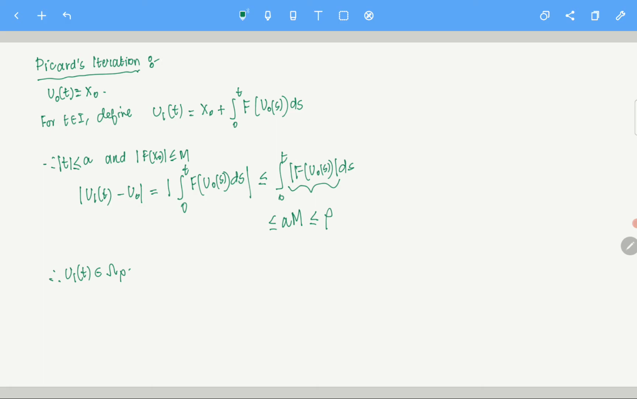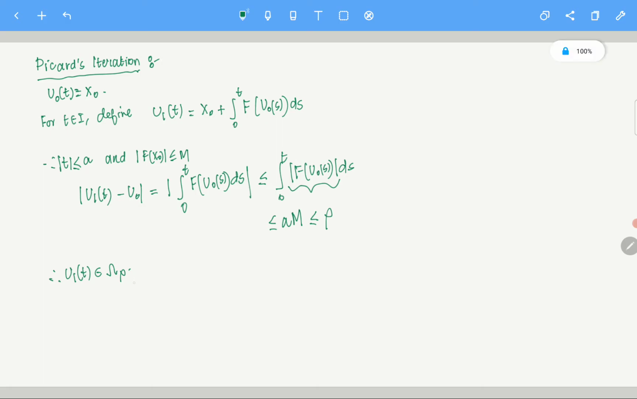You see, you are starting out with some closed set. So u naught of t is in some Omega rho, let's say. You also want all your iterates to be in Omega rho. That's one important thing, and that is why you need that condition. I hope this is clear.